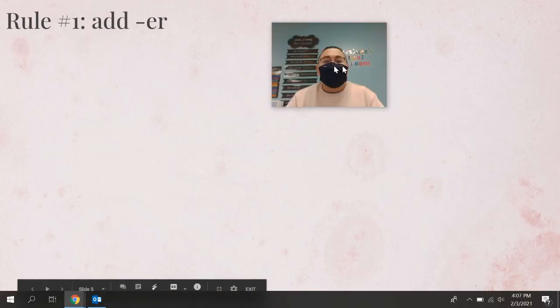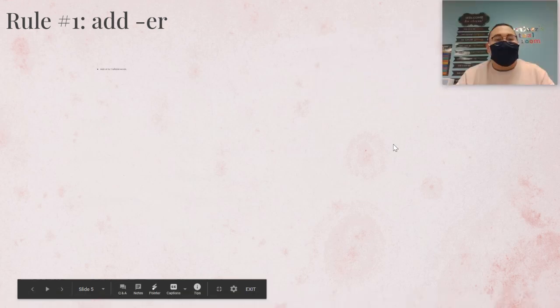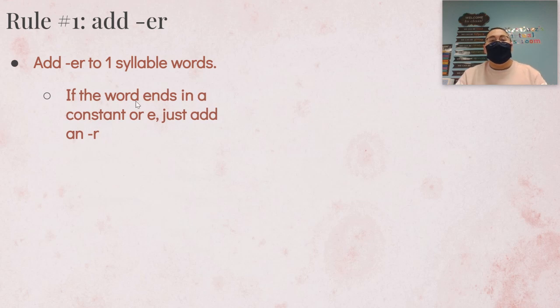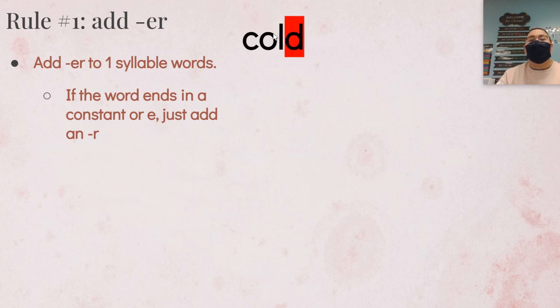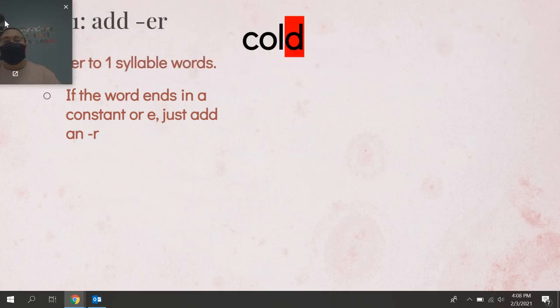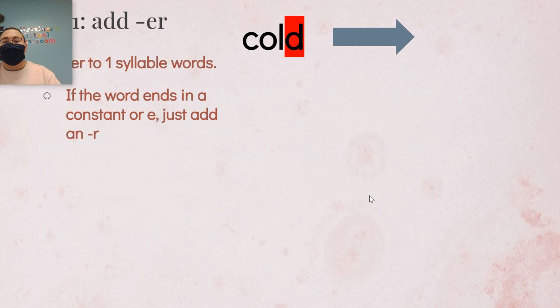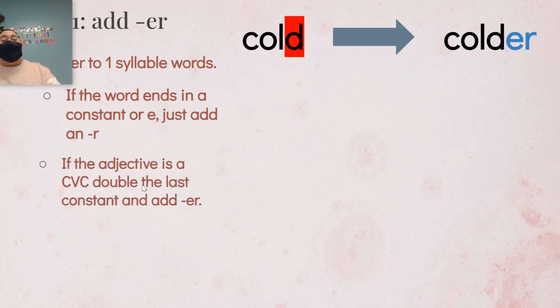So rule number 1, adding ER. So I add ER to 1 syllable words. If the word ends in a consonant or E, just add an R, right? So look at this word, cold. So cold is going to become, what do you think? Colder, right?